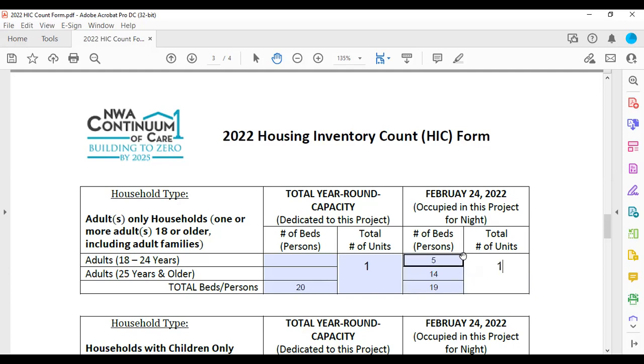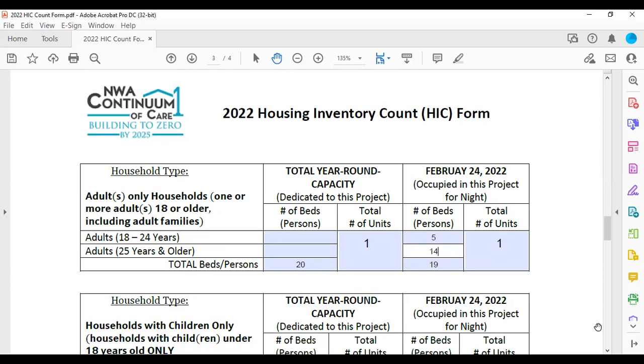So these numbers are just a total of your surveys. If you had 19 people in there on that night, you had 5 adults that were 18 to 24 and 14 adults that were 25 and over. And then the demographics, like you said, we will pull from your surveys and that will be included in your PIT count. And the PIT count numbers and the HIC count numbers have to match as far as how many are in there, because they look at what's your capacity.